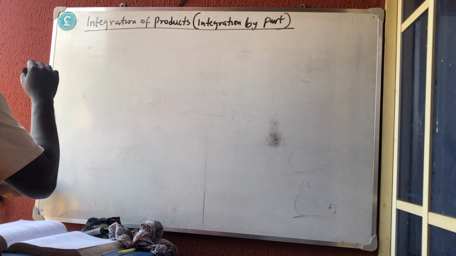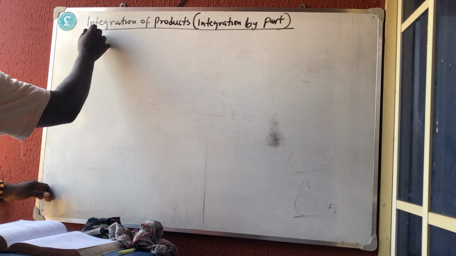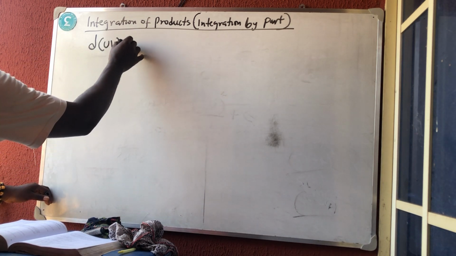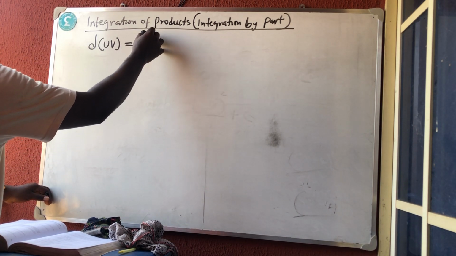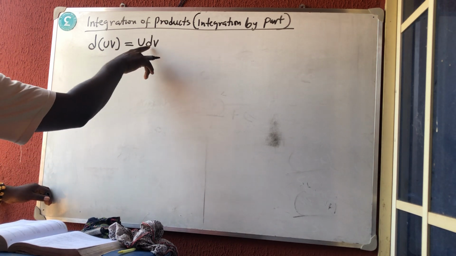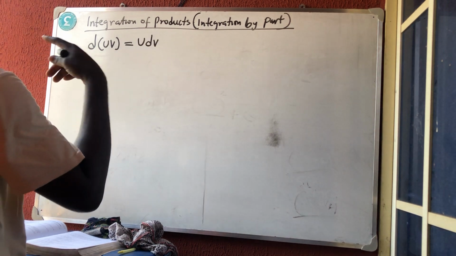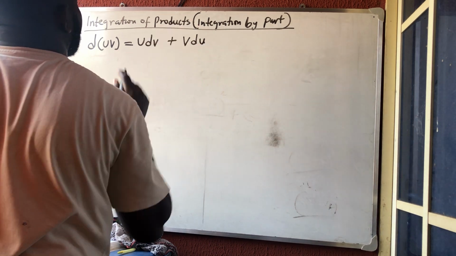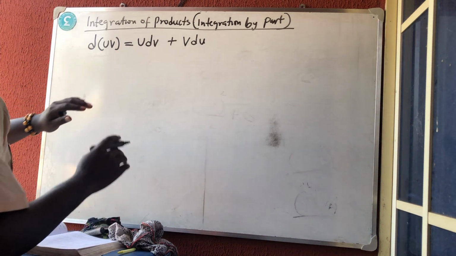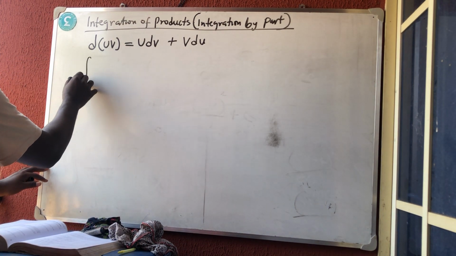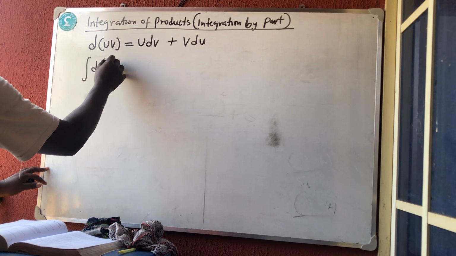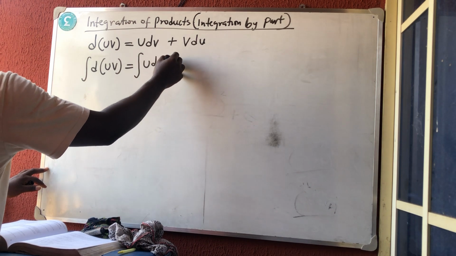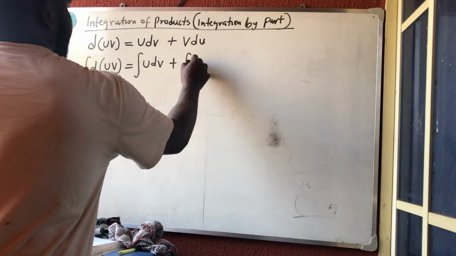We know something. We know that if I want to differentiate the product of two things, maybe u and v, remember, it said leave the first one u, differentiate the second one dv. Don't forget it's dv over dx, that's with respect to x, plus then leave the second one, differentiate the first one. Okay, now let us take the integral of both sides. The integral of d of uv is equal to the integral of u dv plus the integral of v du.